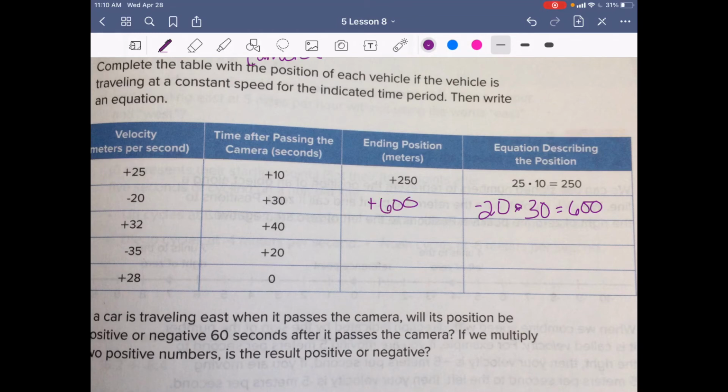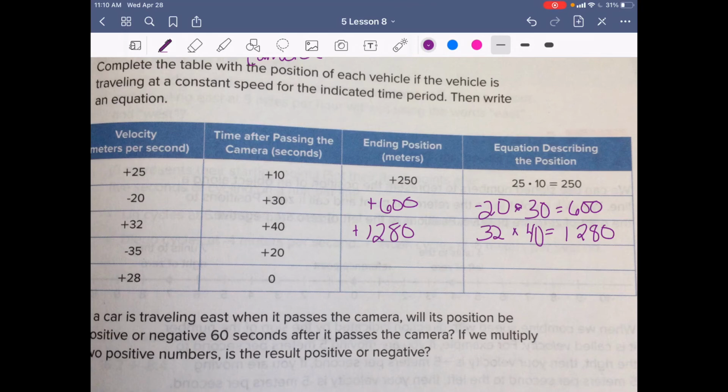Let's look at the next one. 32 meters per second for 40 seconds. So we would start with our 32, multiply that by 40, and 32 times 40 is 1,280. So we would have positive 1,280.